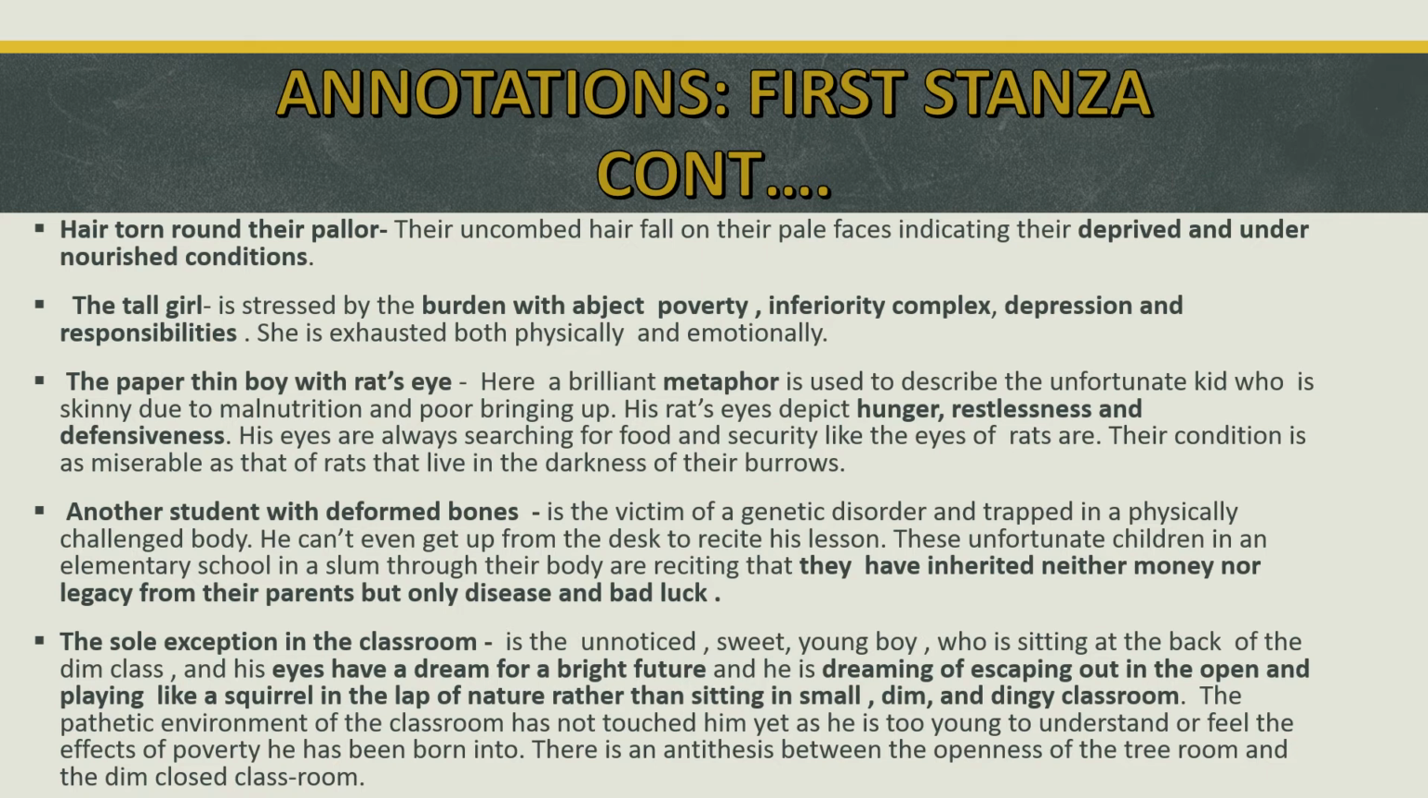He is dreaming of escaping out in the open and playing like a squirrel in the lap of nature, rather than sitting in a small, dim, and dingy classroom. The pathetic environment of the classroom has not touched him yet because he is too young to understand or feel the effects of poverty he has been born into.